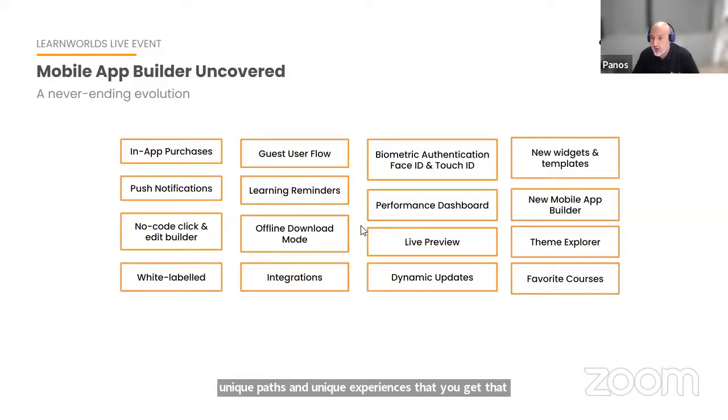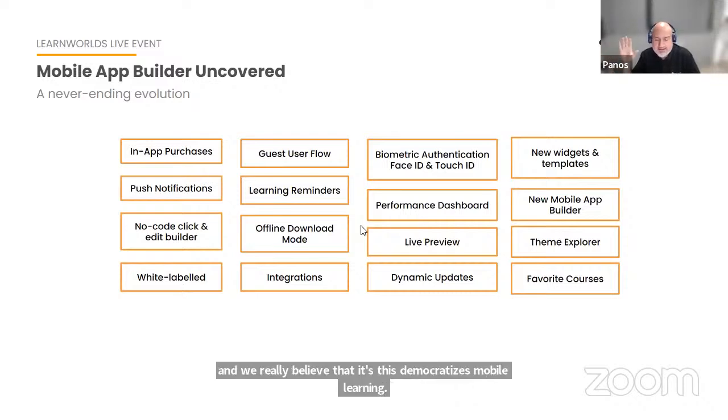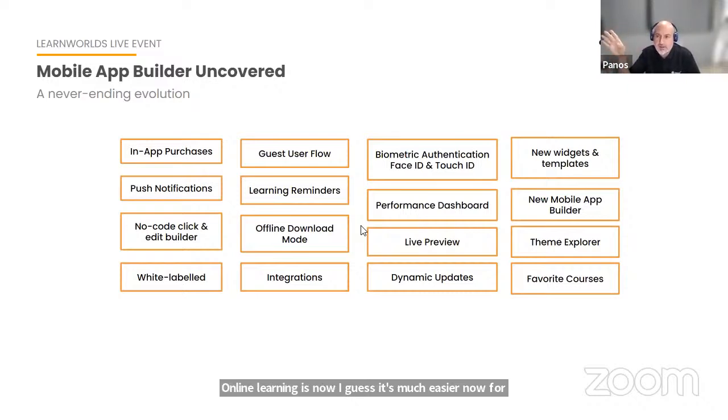So this is your mobile application, and it's unique, and this is also why we call it revolutionary, and we really believe that this democratizes mobile learning. Online learning is now much easier for everybody: get an online site, publish a couple of courses. There are platforms, better, worse, whatever, best platforms. But for the mobile application, this is a new frontier.